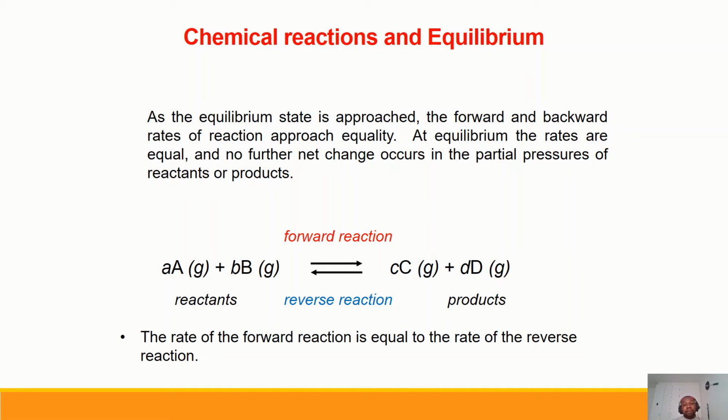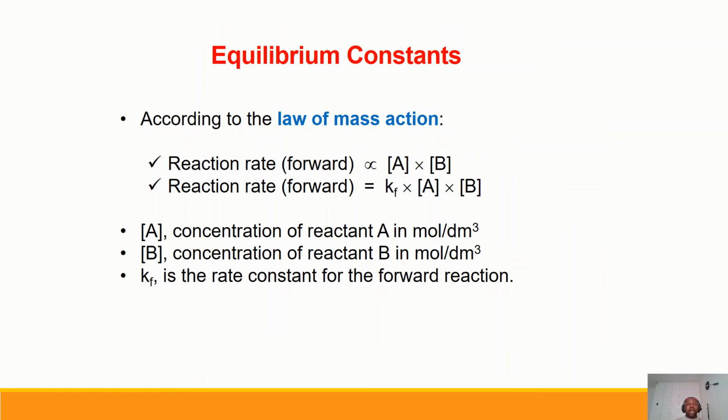So we have this kind of reaction. So we're going to have a forward reaction and then a backward reaction. So at equilibrium, the rates are equal. So no further net changes occur in the partial pressure of the reactant or the product. So the rate of the forward reaction is equal to the rate of the reverse reaction.